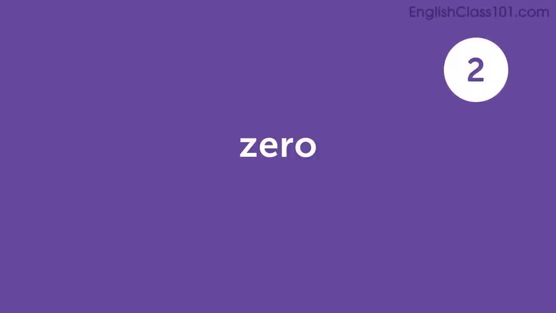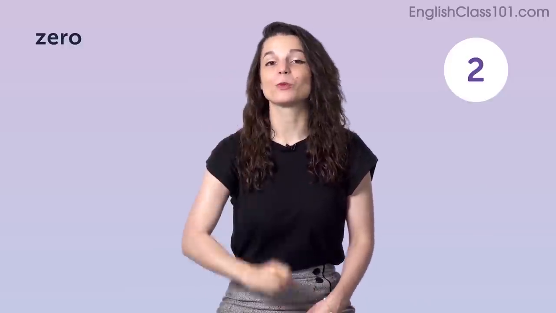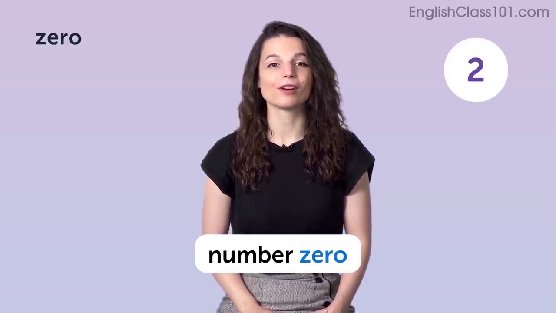Zero. So zero is used to refer to the number, which means nothing. So we also read this as O sometimes. Number zero.